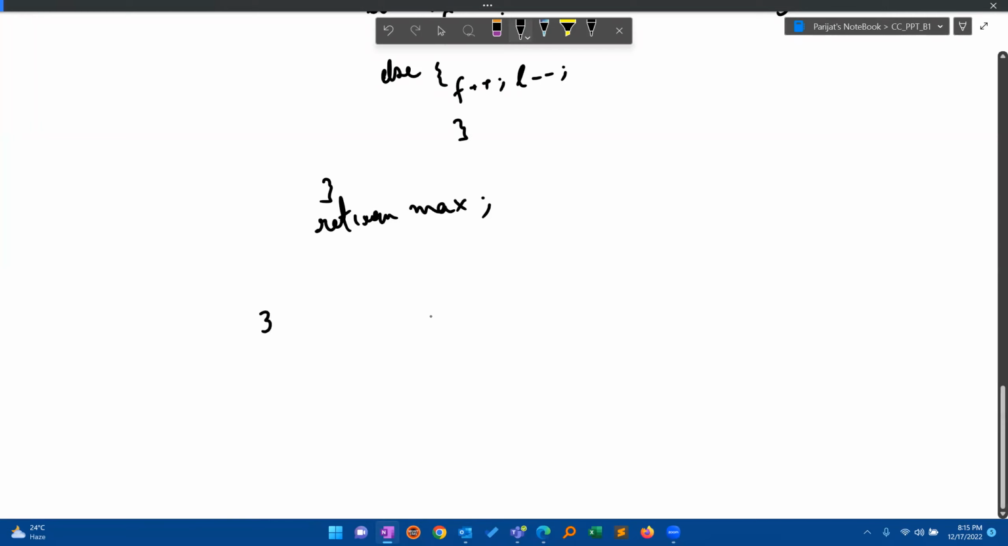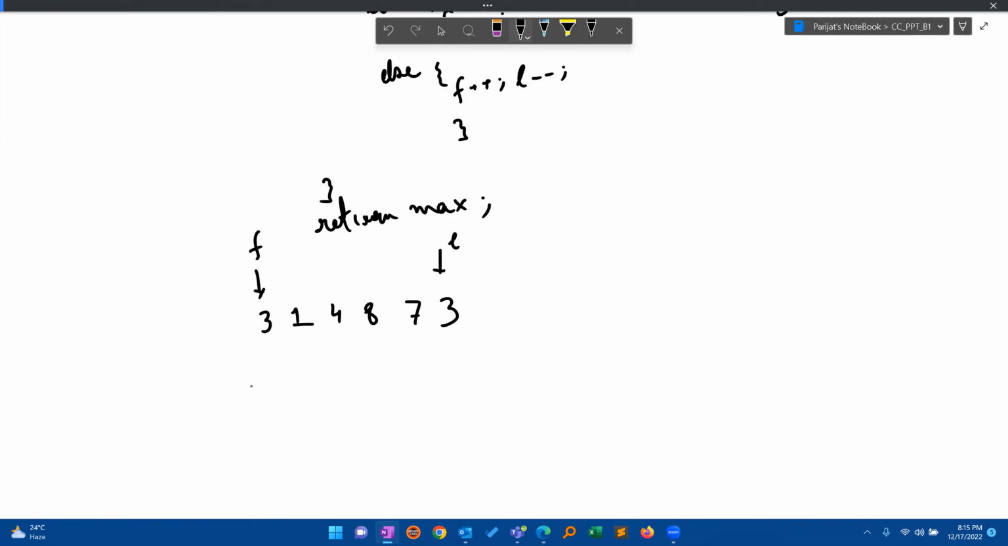So we can have 3s. Let's say we have a lower number here and a higher number than 3 to this side. Now say both are 3s. First is pointing to 3, last is pointing to 3. So the moment I move, I have three options, right? One is move first, one is move last, one is move both.